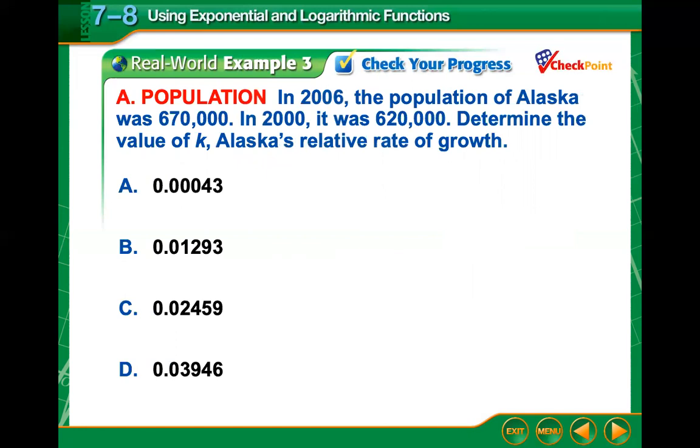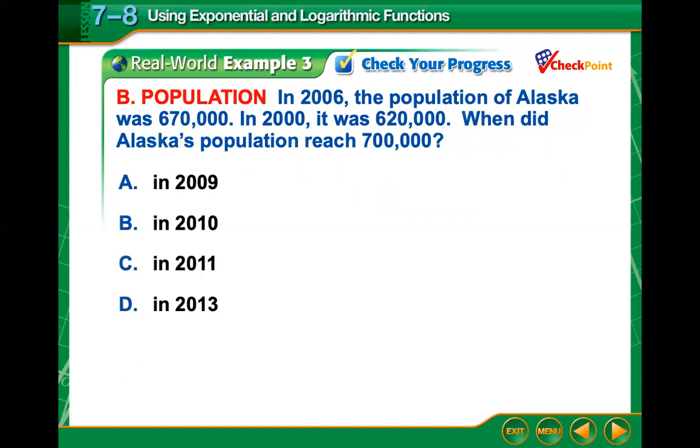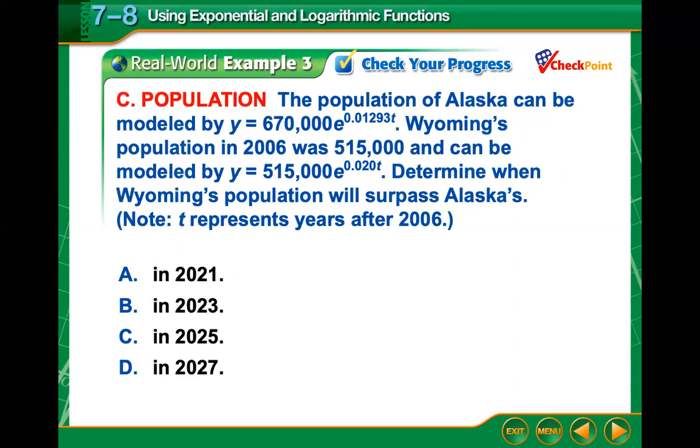All right, go ahead, pause the video, give yourself a chance to try this one. You should get B. Pause the video to give yourself a chance to try it. We should get A, 2009. Pause the video to try it out. You should get D, 2027.